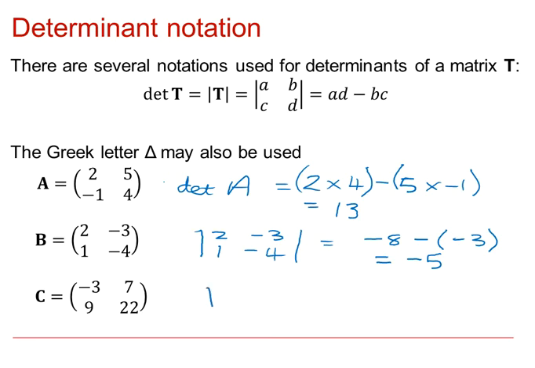For C, and I could use det C with this notation, I note that I've got minus 3 times 22, which is minus 66. And then I have minus, and then 7 nines, which is 63. It would be really easy here to assume that those would almost cancel each other out and expect the determinant to be a small number. In this case, it is actually quite a large negative number, minus 129.